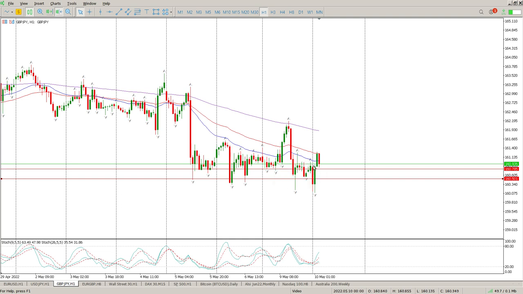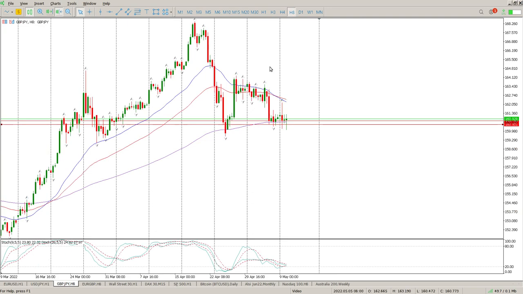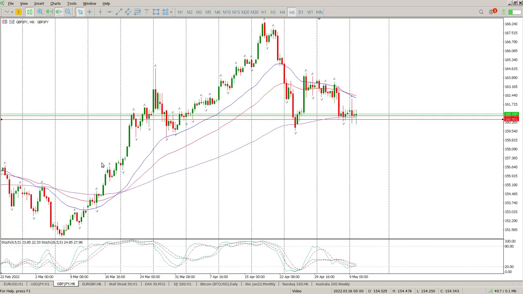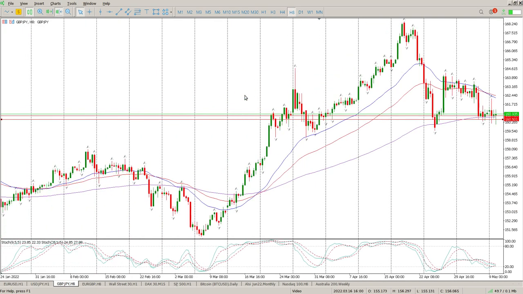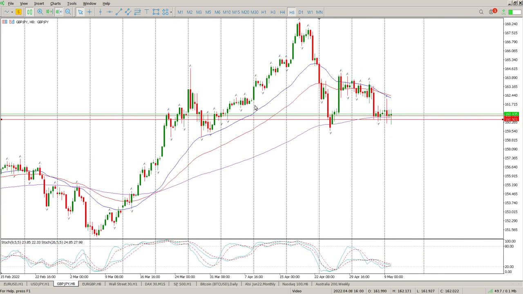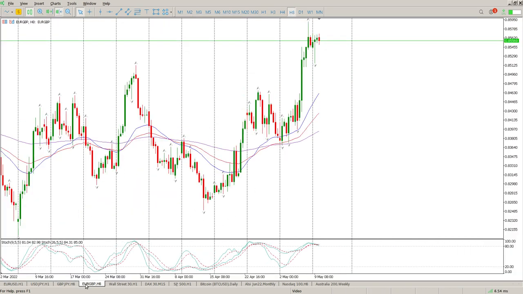So at the moment, I am still of the opinion we need to wait, and 160.500 is the area to wait for. And I want to see a break and retest of that for a reversal, and that is going to validate a big head and shoulders here. So definitely watching that with bated breath, because that would be a fairly decent move to the downside.